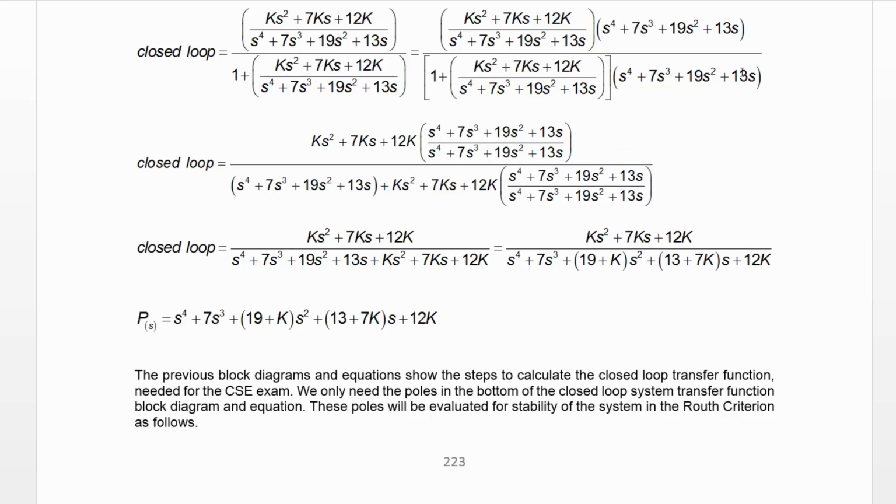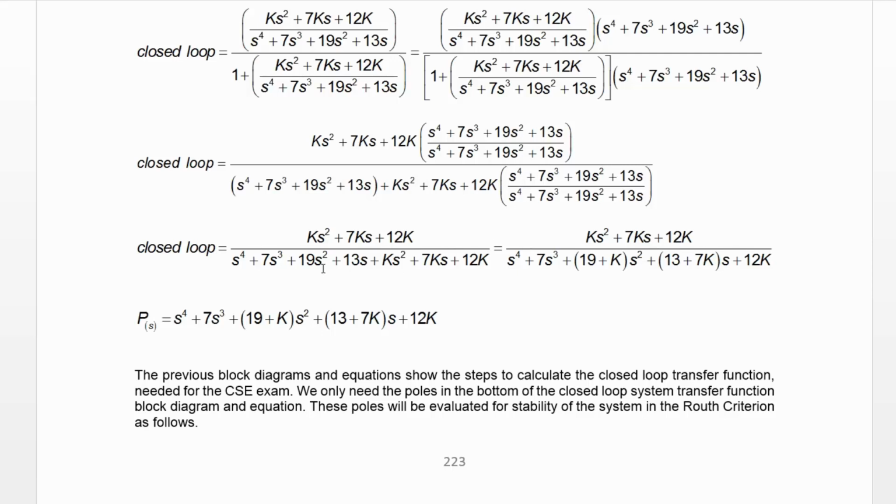So you have to multiply this value times plus 1 also. You have to take this value on the bottom. When you multiply through top and bottom, these cancel out, but you get this value times plus 1, so 1 times all this. It becomes s to the fourth, 7s to the third, 19s squared plus 13s. Then you add what we had here, ks squared plus ks plus 12k. And these, remember, cancel out.